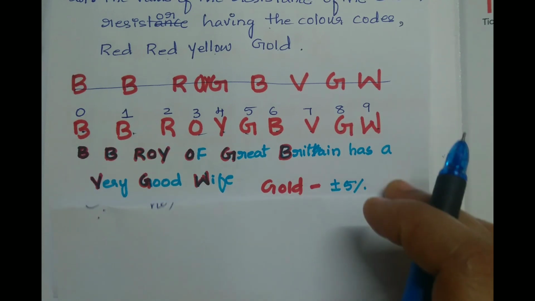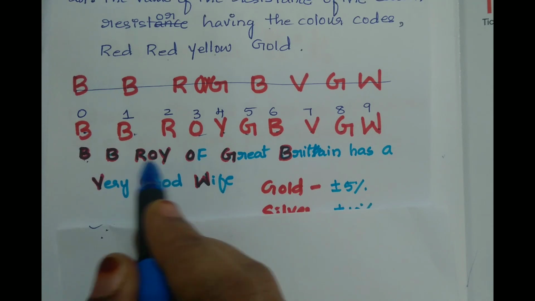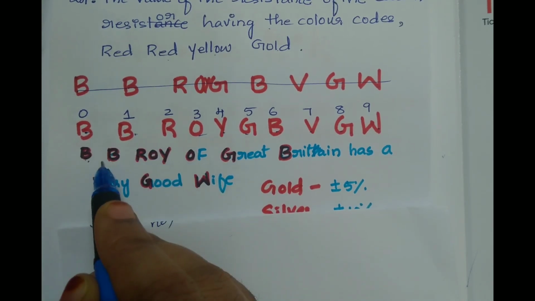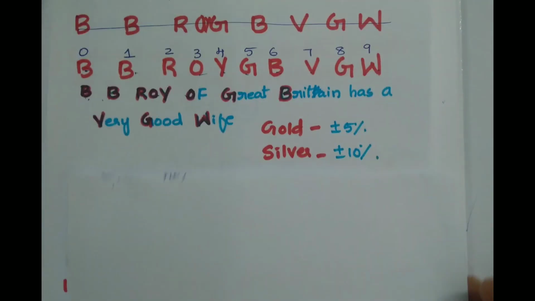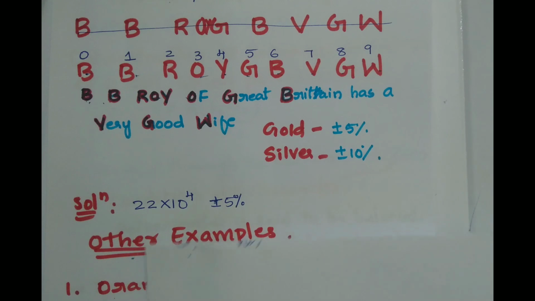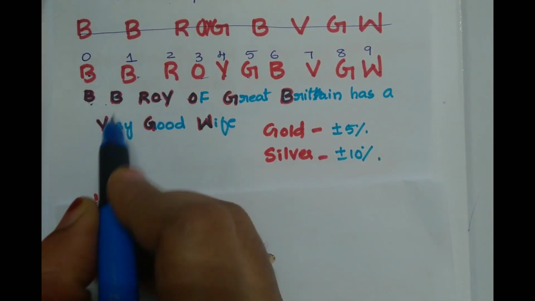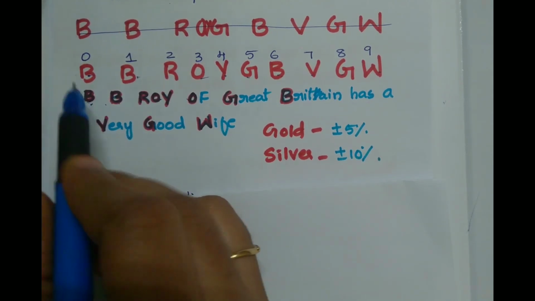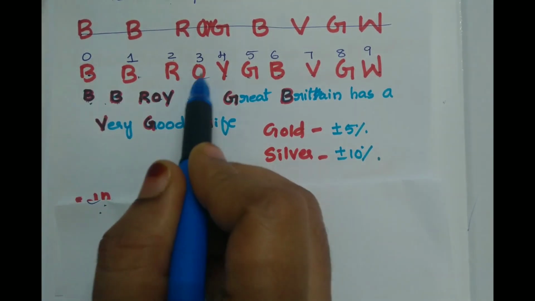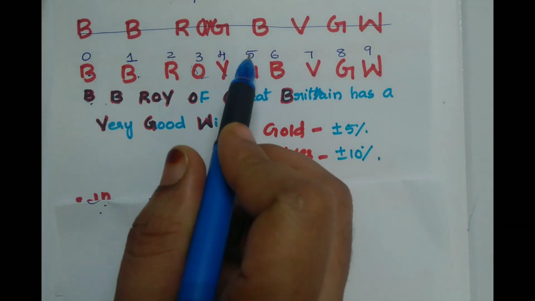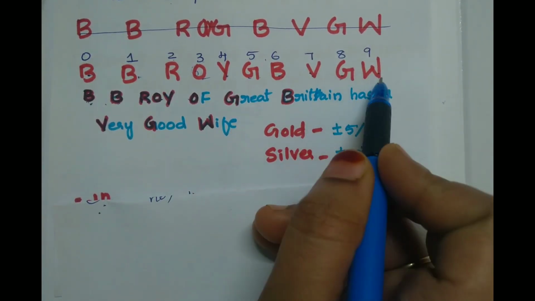So therefore, this B, you have to remember it in order only. You cannot miss the order. You cannot write this R before this B or this O before this Y. So see here, always this B stands for 0. This first B is 0, second B is 1, then we have R, that is 2, O for 3, Y for 4, G for 5, and then B for 6. This is violet, this is gray, and this is white.